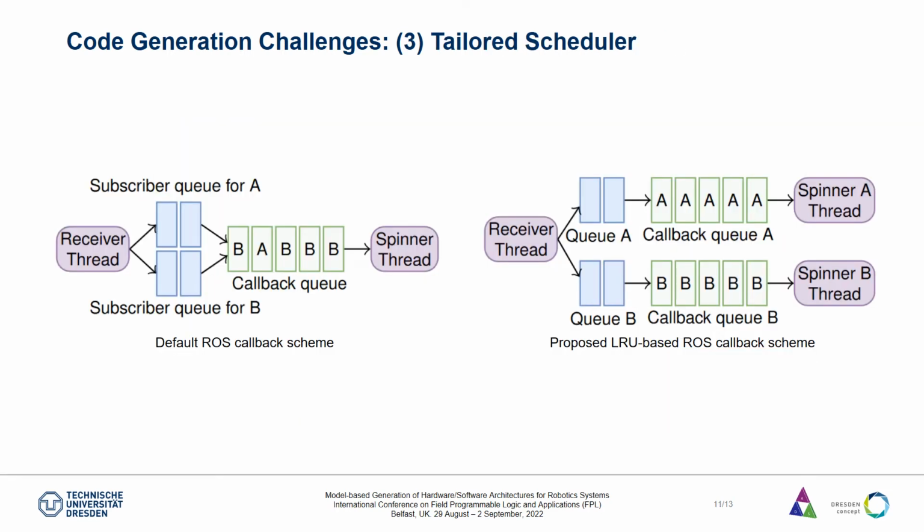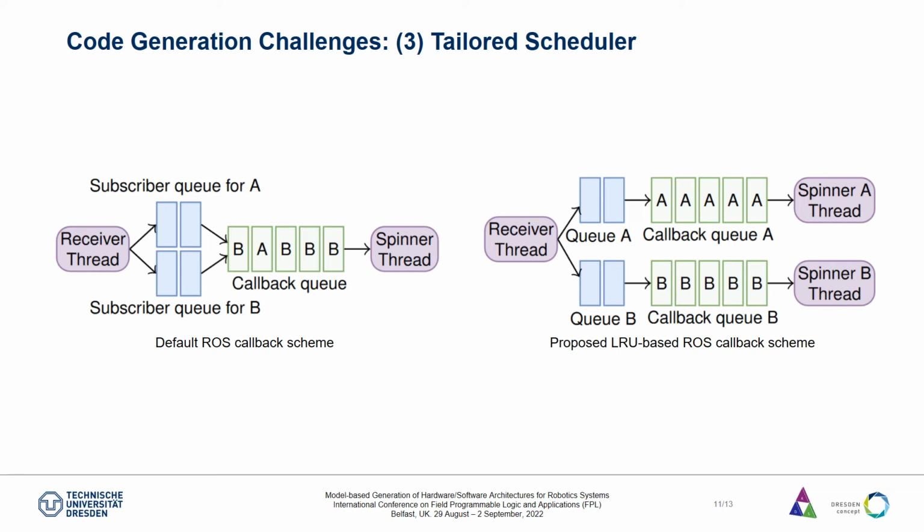The last challenge concerns the communication between the PS, where native ROS runs, and the PL. The left figure shows the default scheduling scheme to receive new messages in ROS, with a shared callback queue for all subscribers. Here, the callback queue needs to be read 3 times, retrieving B before A can be read, which may cause a message to no longer be usable for a given subscriber.